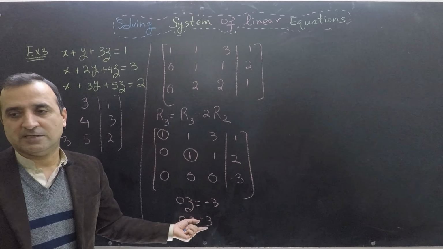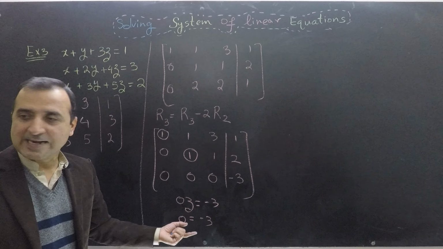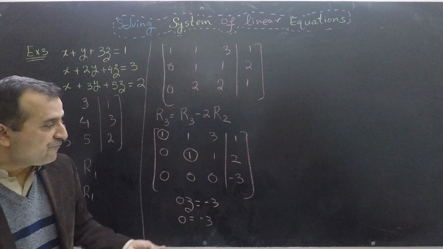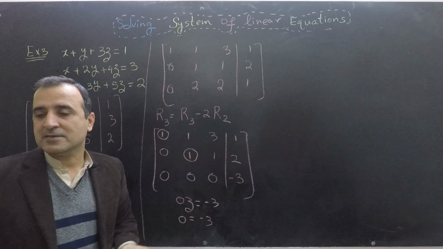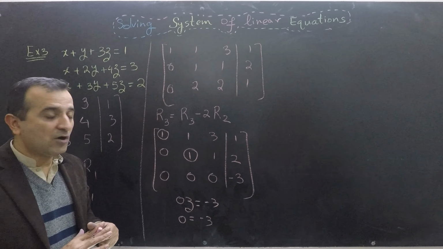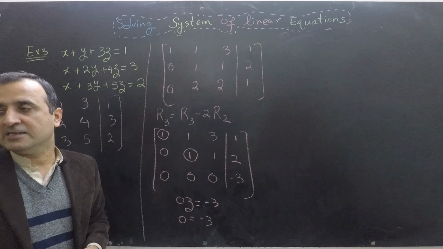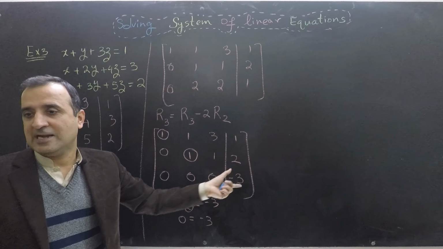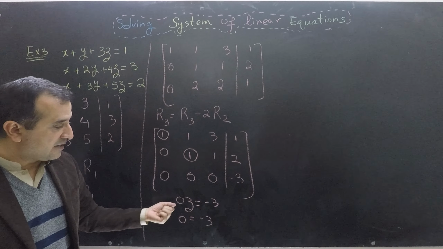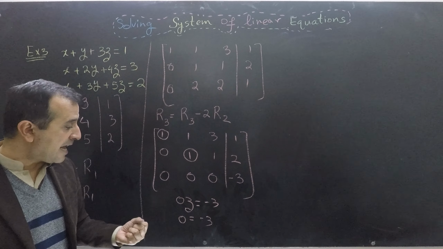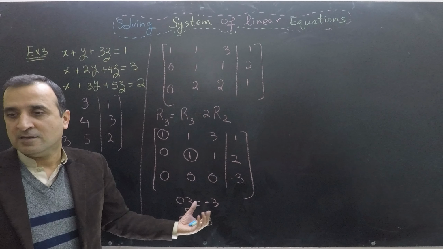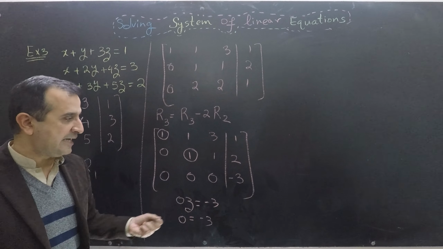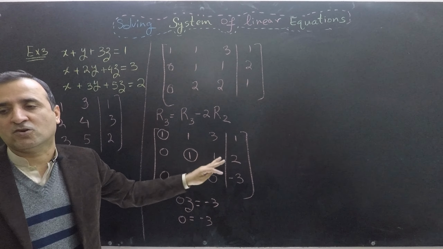It does not make any sense. So if you don't get it, it's fine, because it doesn't make any sense. 0 cannot be equal to minus 3. If we have a 0 here, that means the third row is not saying anything about z, so z is a free variable. But we don't have a 0 here, we have minus 3. That means the third row is saying that 0z is equal to minus 3, or that 0 is equal to minus 3. 0 is not equal to minus 3. So it is an indication that this system of linear equations is not consistent.